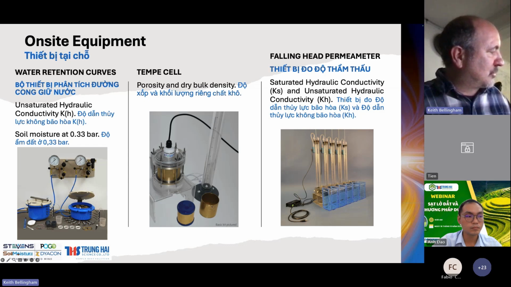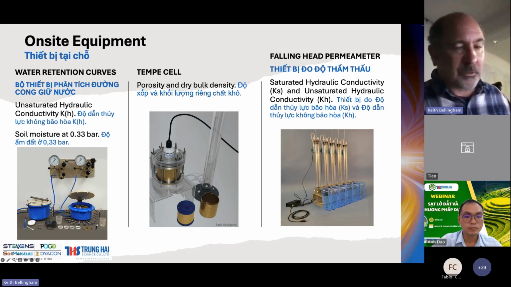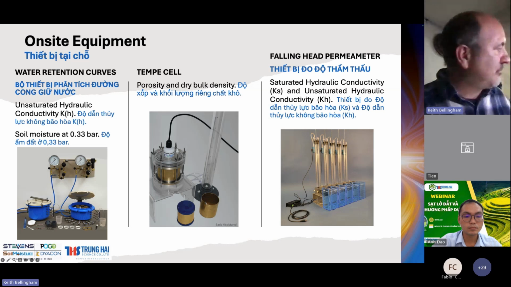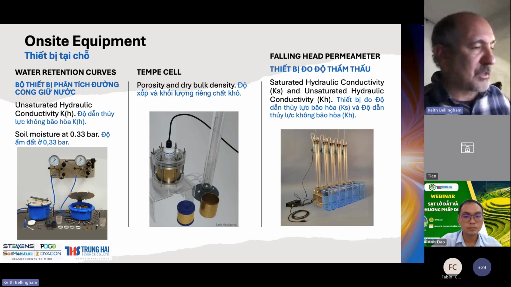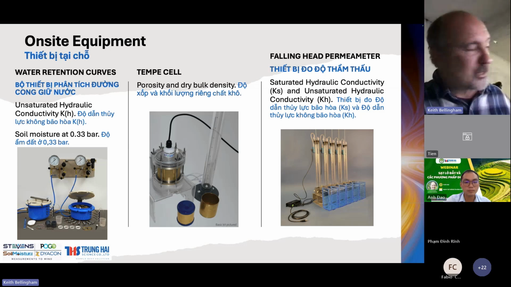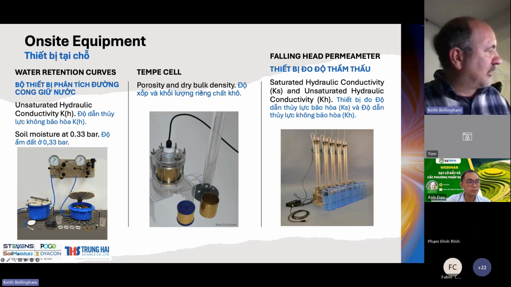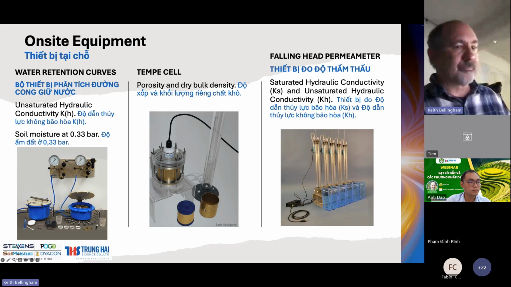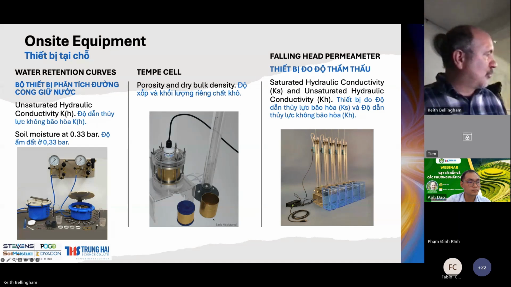The next device here is a TempiCell. This can be used to calculate the porosity of the soil, and the porosity is equal to the soil moisture at saturation, which was one of the key parameters in the Van Genuchten equation. You can also calculate the dry bulk density of soil in the same experiment with the brass rings.